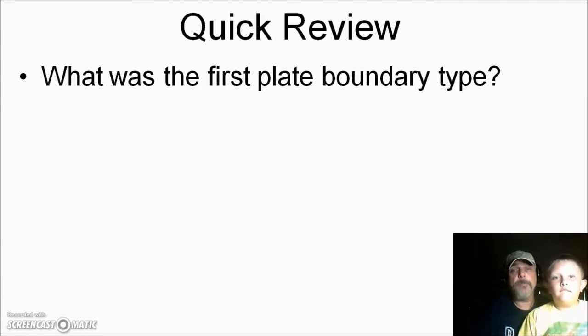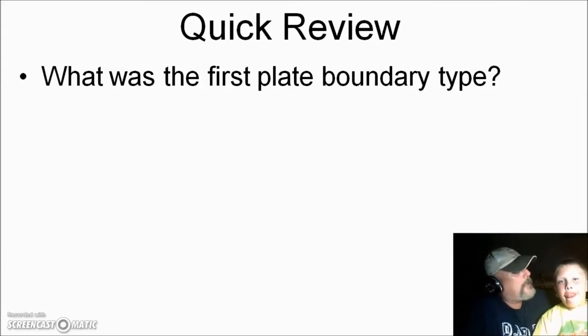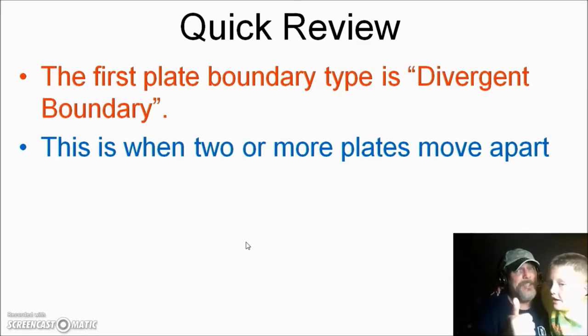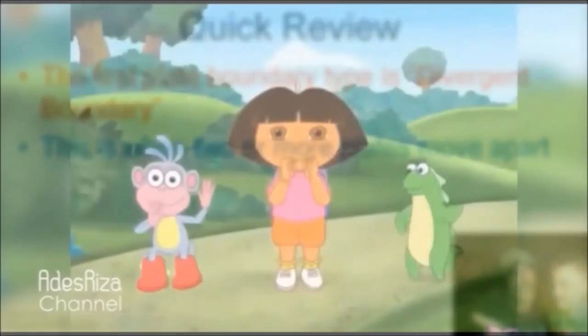Now, the first plate boundary type, the boundary type that we talked about last time, do you remember the name of that? What type of boundary was it? Oceanic? No, it wasn't oceanic. It was divergent boundary. This is when two or more plates move apart. Did you get that one right?